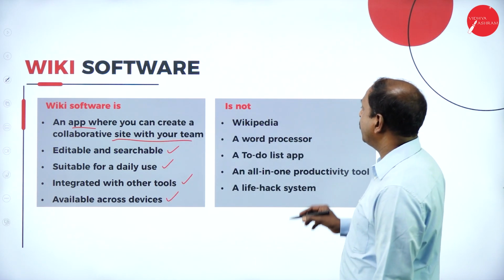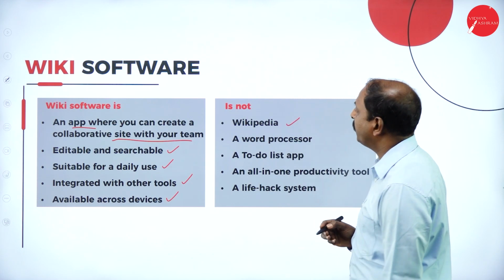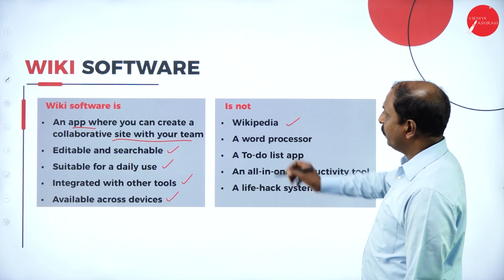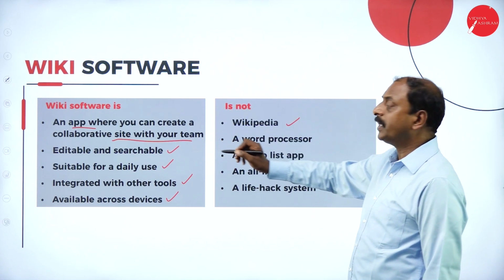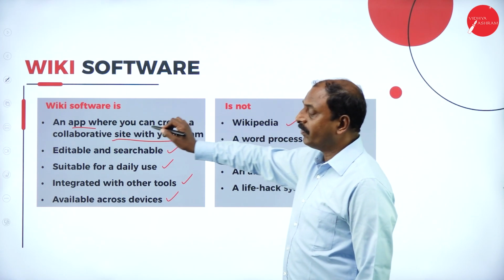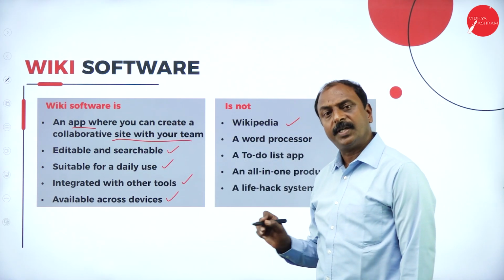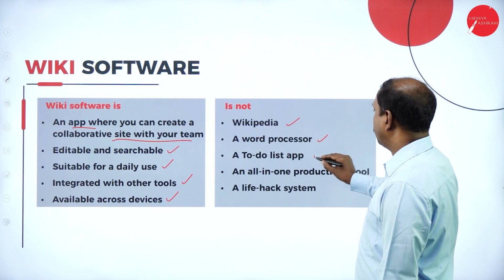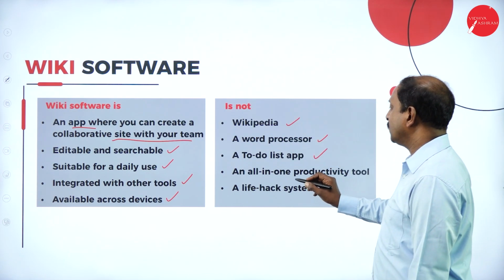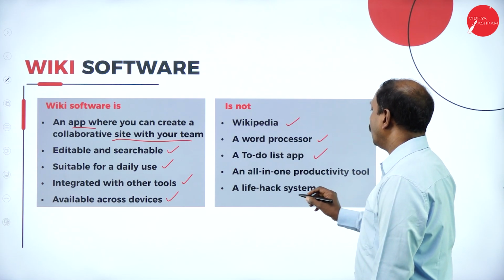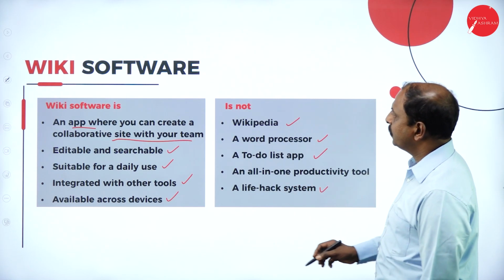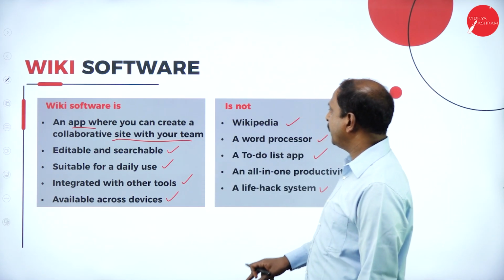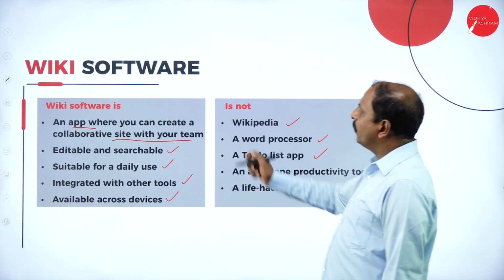Wiki software is not an encyclopedia or a Wikipedia. As we have seen in the first slide, Wikipedia is a type of encyclopedia. But a wiki site or wiki page is not an encyclopedia. It is a separate app or wiki page. It is not a word processor, not a to-do list, not an all-in-one productivity tool, and not a life hack system. So this is to clarify what wiki software is and what it is not.